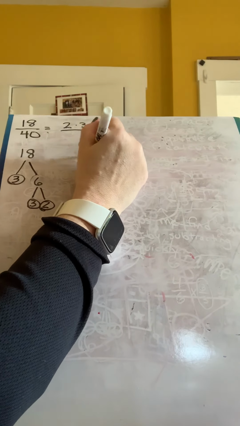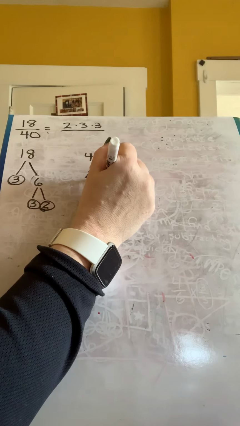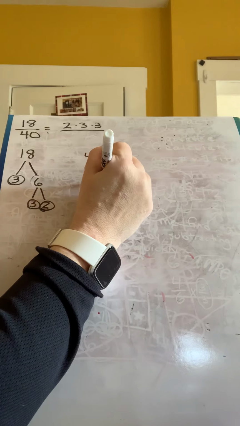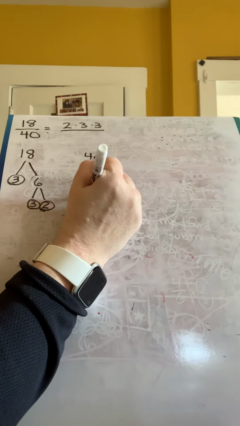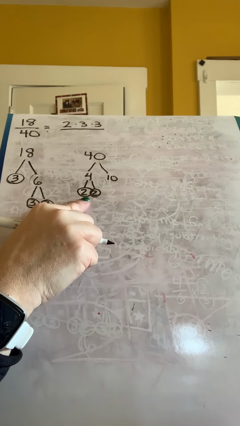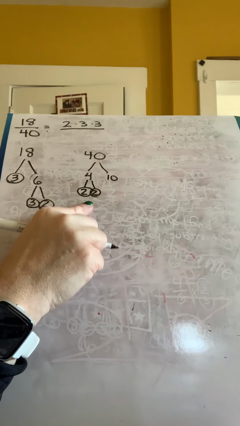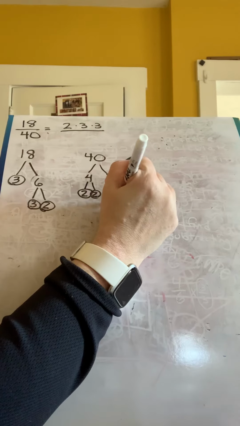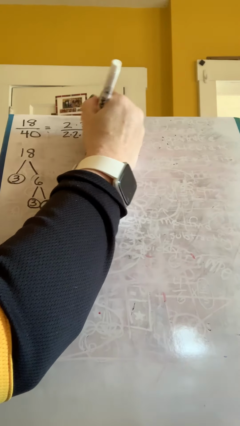And then 40, we'll go with a nice easy one of 4 times 10. Neither is prime yet, but that's okay. 4 is 2 and 2. Don't forget to circle your prime number when you come to the end of it in the strand so you know that you're all set, you found your prime part of that number. And 10 is 2 times 5. So we have 2 times 2 times 2 times 5.